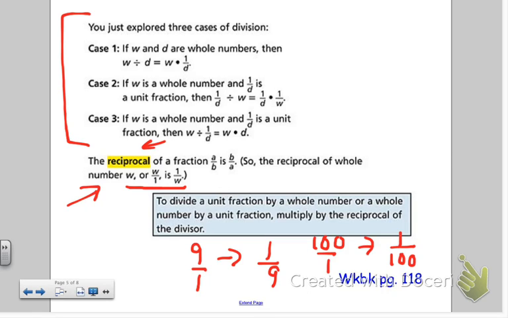Now, to divide a unit fraction by a whole number or a whole number by a unit fraction, here are the steps. You need to multiply by the reciprocal of the divisor. That's so important. The divisor, which was always the second number. That's why I always pointed that one out to you. The second number is your divisor. And we always turned our division problem into a multiplication problem, and we multiplied the reciprocal. So let's do some practice with this.